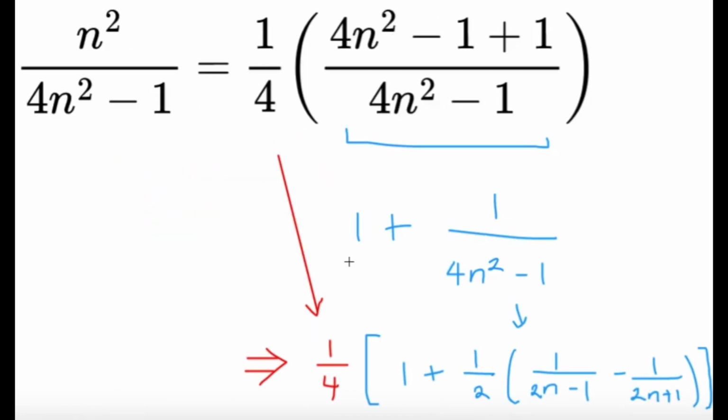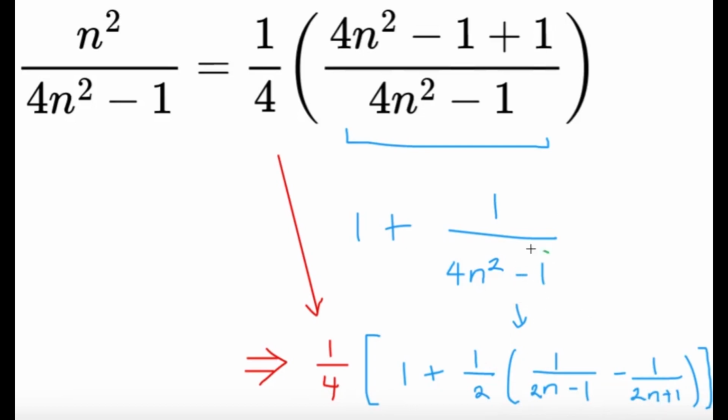Now, we have 1 plus 1 over 4n squared minus 1, and this is very easy now to do the partial fractions, because this is simply equal to 1/2 times 1 over 2n minus 1 minus 1 over 2n plus 1.